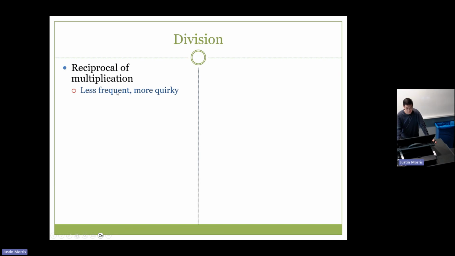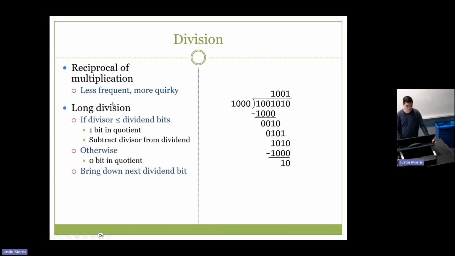So division, we know it's the reciprocal of multiplication. We use this less frequently, and it's a little harder to do in Python. What we all remember from grade school is long division, right? If your divisor is less than or equal to your dividend at the bit that you're at, then you put a 1 in the quotient. If we start at the first bit here, that's just 1. 8 is larger than 1, so we put a 0 here.